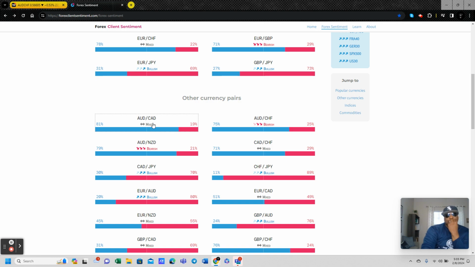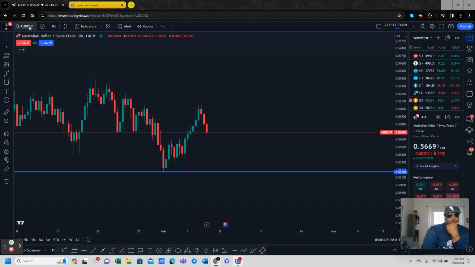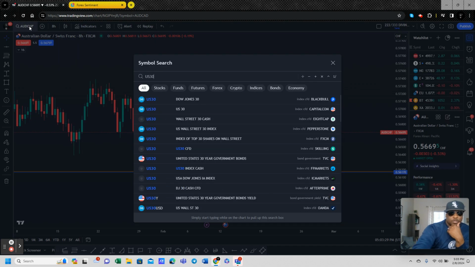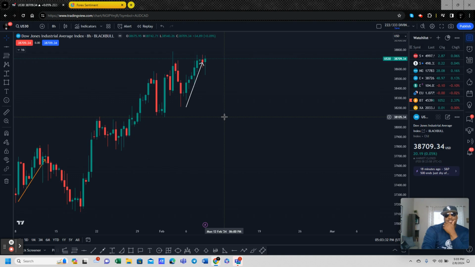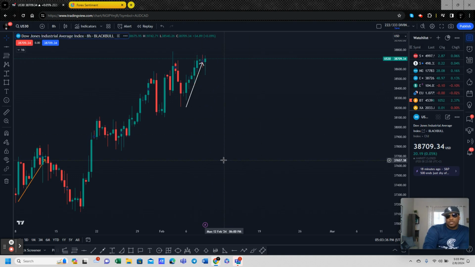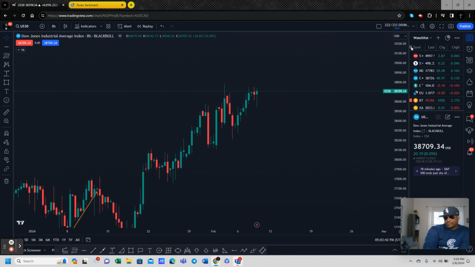Let's look at the US30 index. So with the US30, all right, 81% were short. This has been like this for a few days, guys. 19% are long, and I did make some profit off of this one the other day. So you see, I had my arrow going up. I had traded up. I expected it to go up to these levels, and it did.